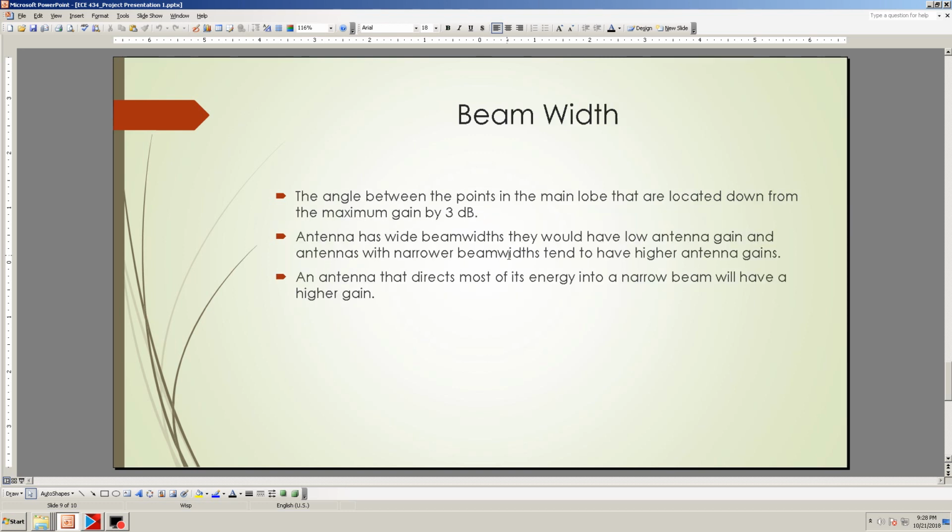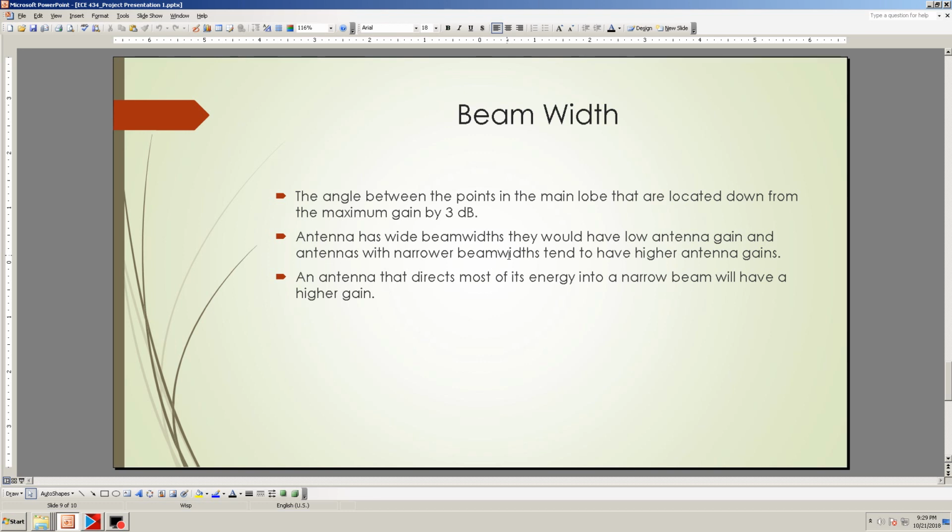So beam width is defined as the angle between the points in the main lobe that are located down from the maximum gain by 3 dB. The beam width can affect the antenna, and if you were to ask me how the beam width would affect your antenna, like what can it do, the answer is that if the antenna has wide beam widths, you're going to result in a low antenna gain value. And antennas with narrower beam widths tend to have higher antenna gain.